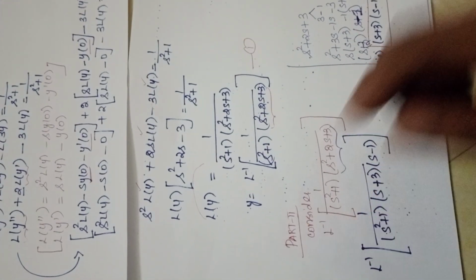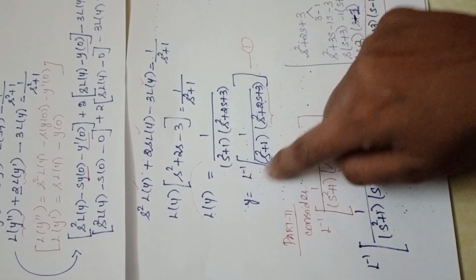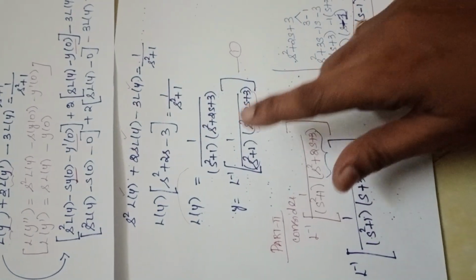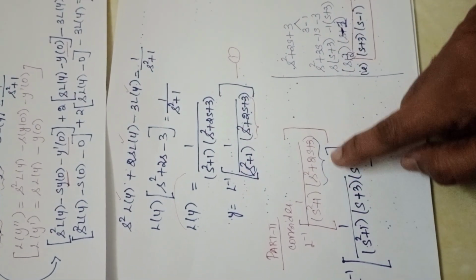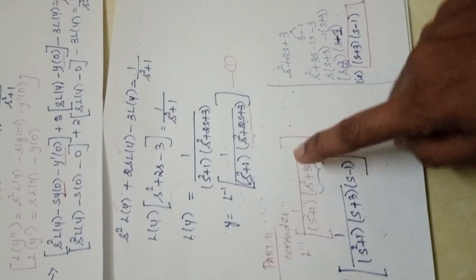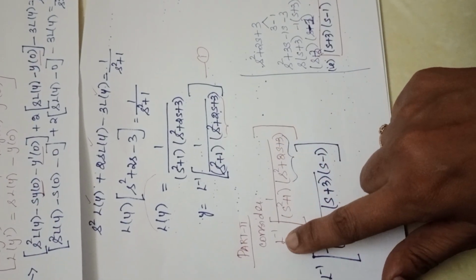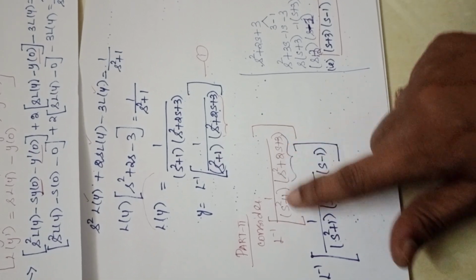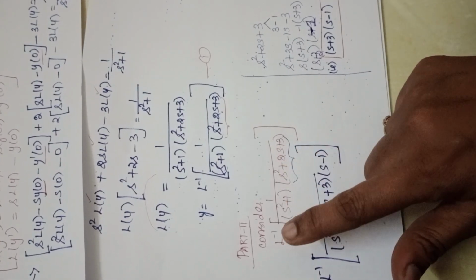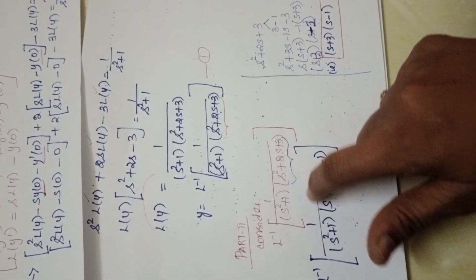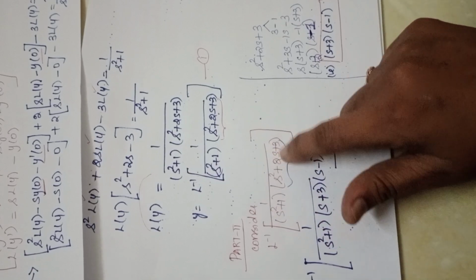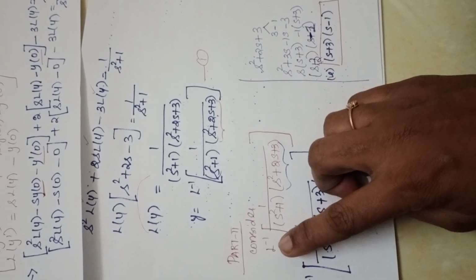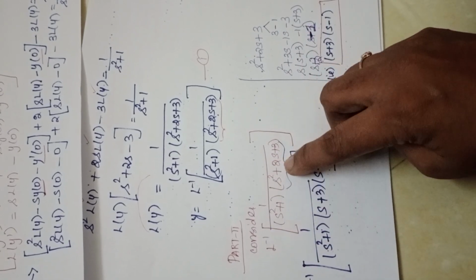So to start with part 2. What is part 2? Evaluating this inverse Laplace transform. So consider the entire L inverse function over here: L inverse of 1 by s square plus 1, s square plus 2s plus 3. Our observation from the understanding of inverse Laplace transform is, whenever the denominator function is a product of expressions, the inverse has to be done by solving the expression inside this bracket, applying the partial fraction method.